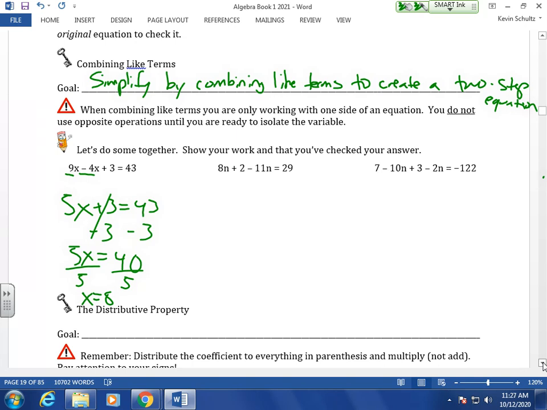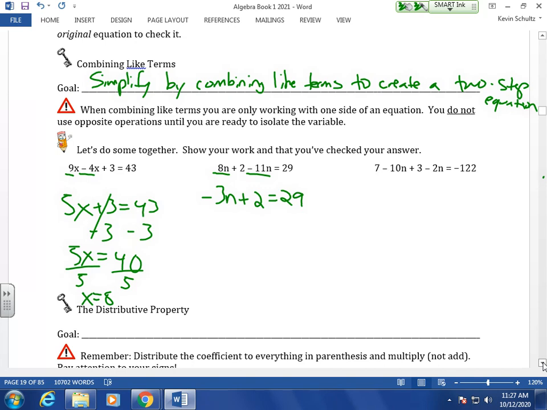Next one. What are the like terms we can combine? Gabby. 8n and negative 11n. What does that work out to be? Negative 3. 8 minus 11, negative 3. N plus 2 equals 29.